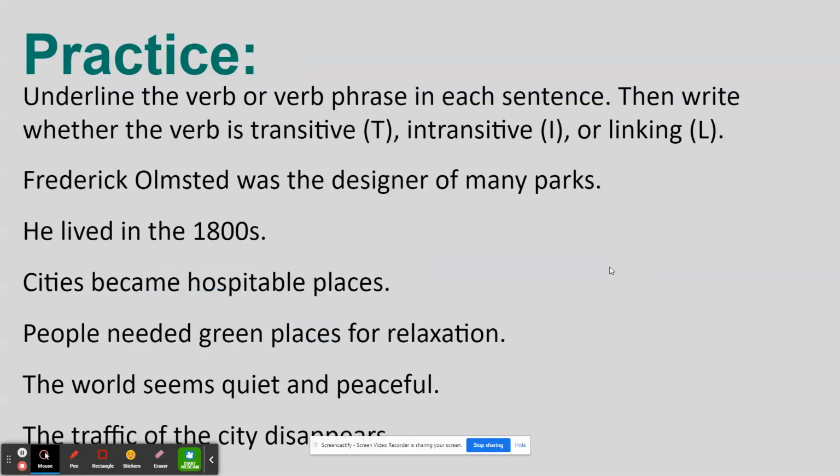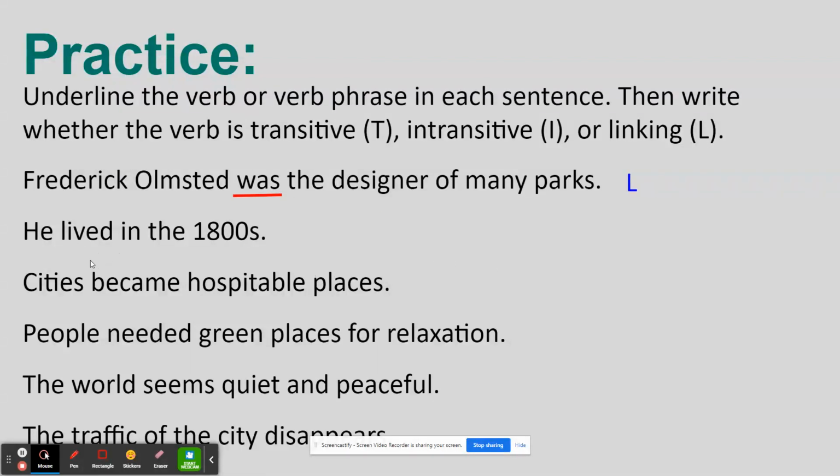Now, the other thing that you're going to need to do is be able to find the verb or verb phrase and decide whether the verb is being transitive, intransitive, or a linking verb. So let's practice this a little bit. Frederick Olmsted was the designer of many parks. So first of all, what is our verb or verb phrase in there? You should have picked was. Okay, now what is was doing in this sentence? We have Frederick Olmsted, subject, was. What was he? He was a designer. Designer is subject complement of Frederick Olmsted, therefore this is a linking verb.